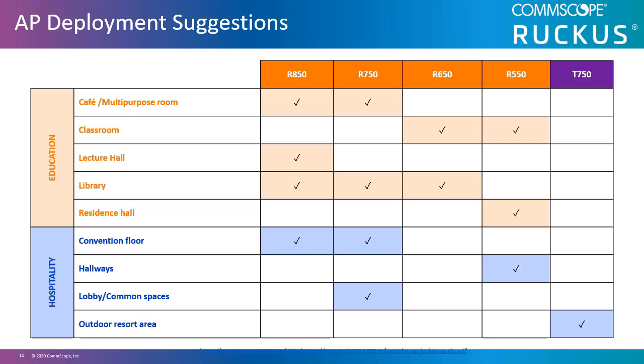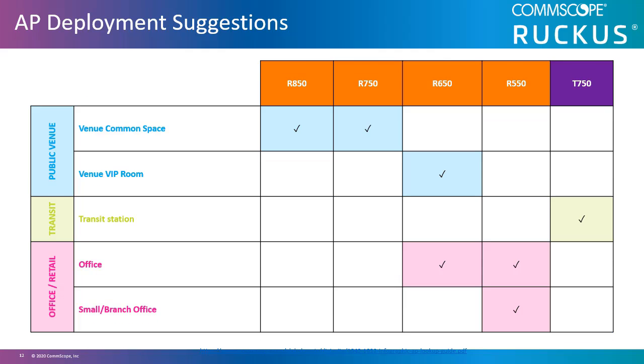With this guide, we've broken up different verticals by different rules and deployment locations and mapped access points to these. So for example, in education and a classroom, 2 APs fit well here, the R650 and the R550. If you look at lecture halls, for example, in a university, the R850 is a good match in this deployment. We also include deployment suggestions for other venues such as public venues, transit, and office and retail. So for example, in a public venue with a common space, the R850 would be a good fit.